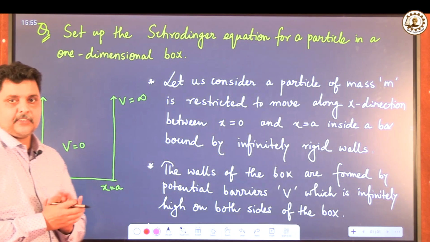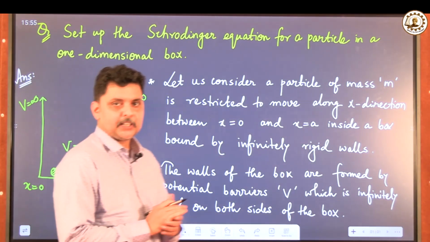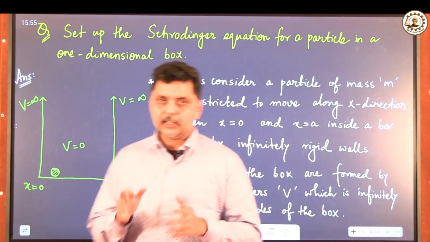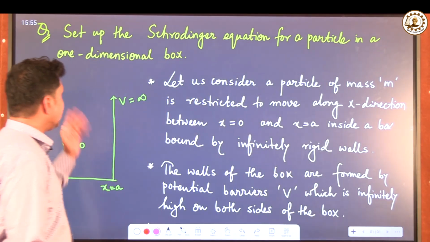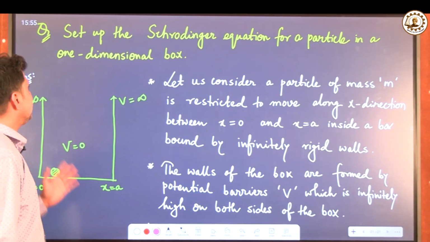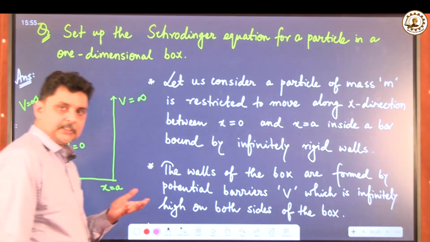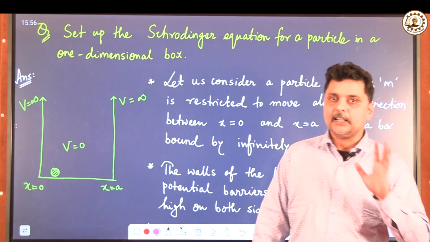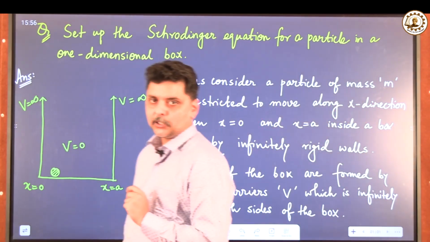First question we have from the Schrodinger equation. This is the application of the Schrodinger equation for a particle in a one-dimensional box. The question says: set up the Schrodinger equation for a particle in a one-dimensional box. So what we need to find out? We need to find out the wave function of the particle in a one-dimensional box using the Schrodinger equation.